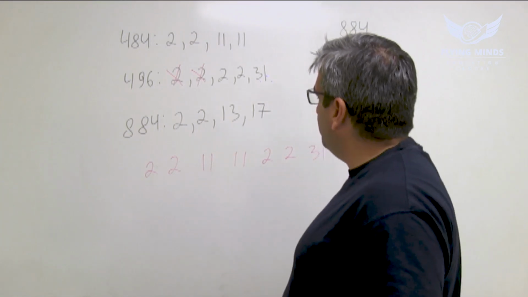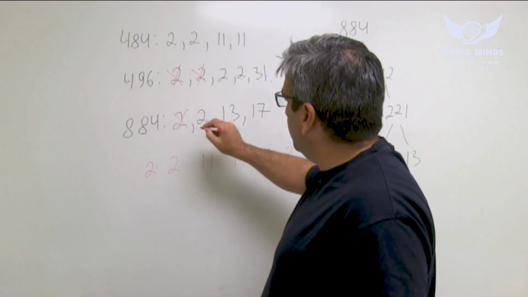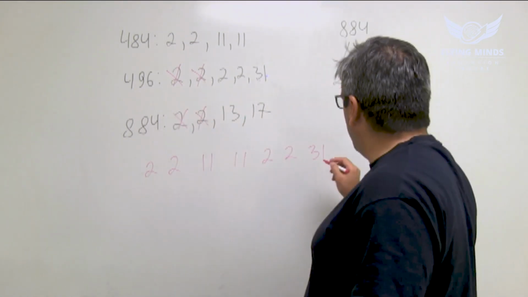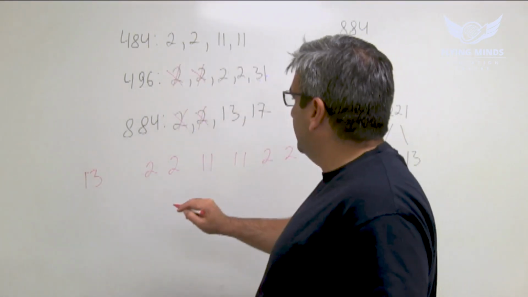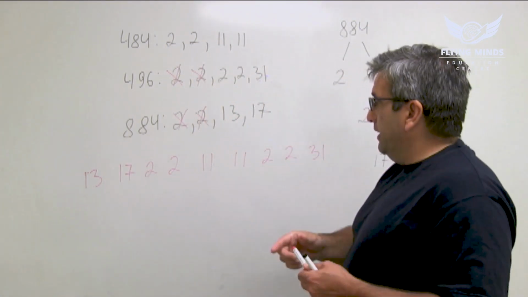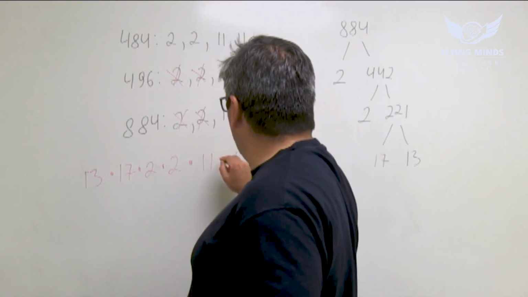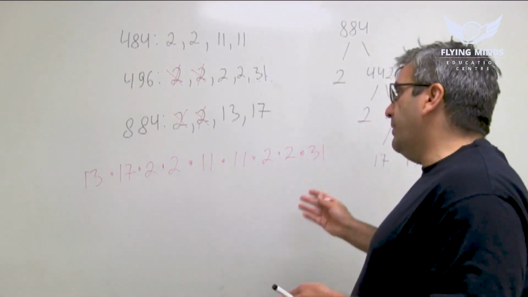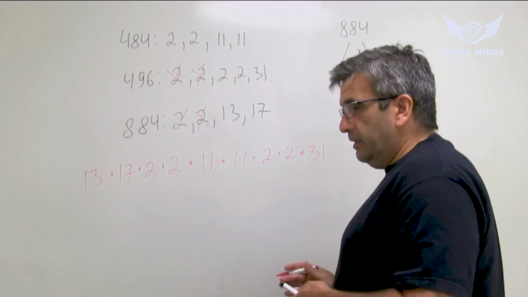And the last number, 2 we already have. Next 2 we already have. And then we have 13. I'm going to write it here. And 17. Okay. So now we just need to multiply all these numbers. We're not going to do it. We need a calculator. We multiply all these numbers, and we get our result. All good?